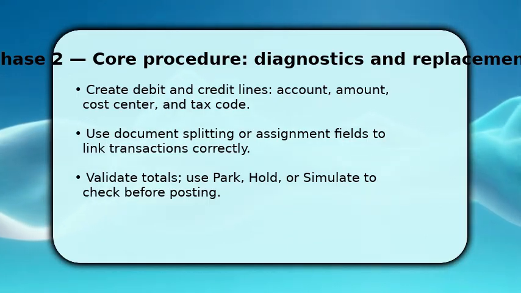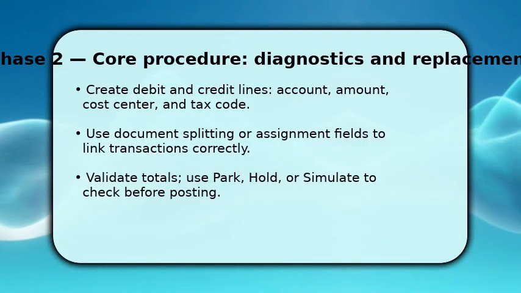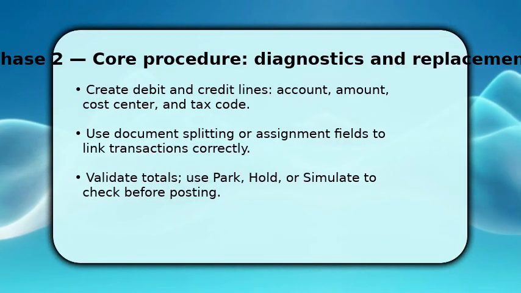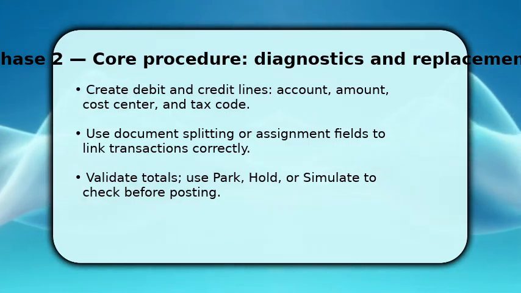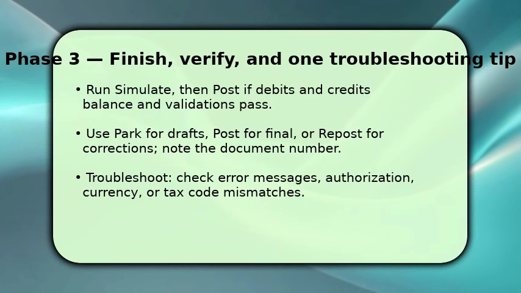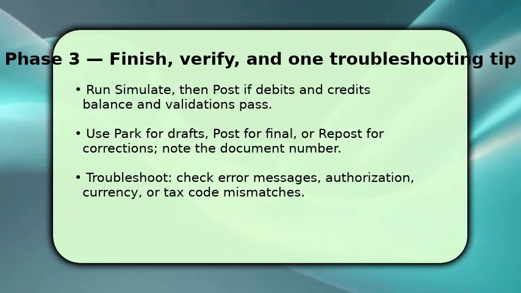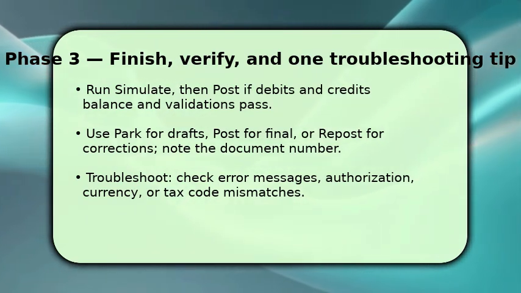Once all lines are present, click Simulate to reconcile debits and credits, and correct any mismatches before moving to final posting. You finish by running Simulate to confirm totals balance. If everything is correct, choose Post to record the document and note the SAP document number.